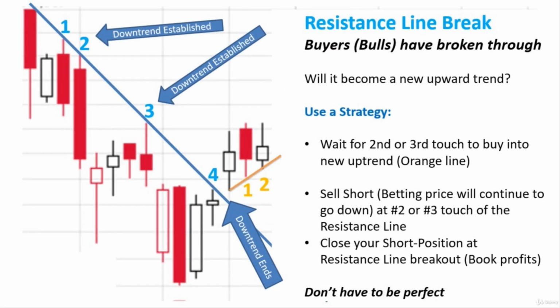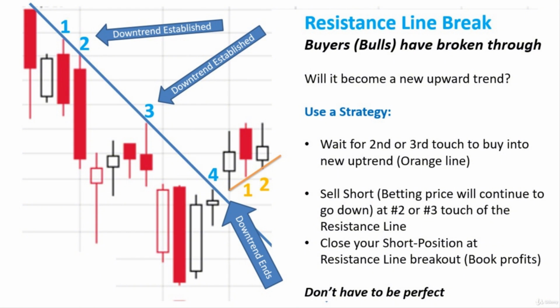Another way things can happen is, let's say a resistance line breaks, right? So the buyers or the bulls have broken through. You were on a deep downward trend, and it's been broken through. The trend is well established. You can see the downtrend here on this image is established. You could have bought, you can see that on the second touch or the third touch, there's definitely a downtrend established. Even the fourth touch, you could say, well, it's still part of a downtrend. And the question is, will it become a new uptrend once it's broken through, right?